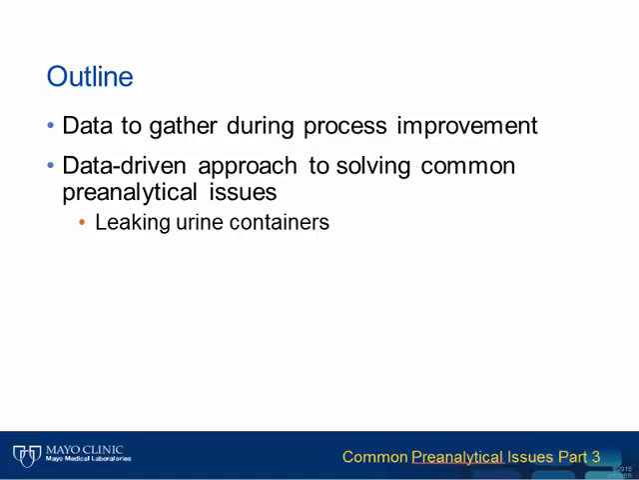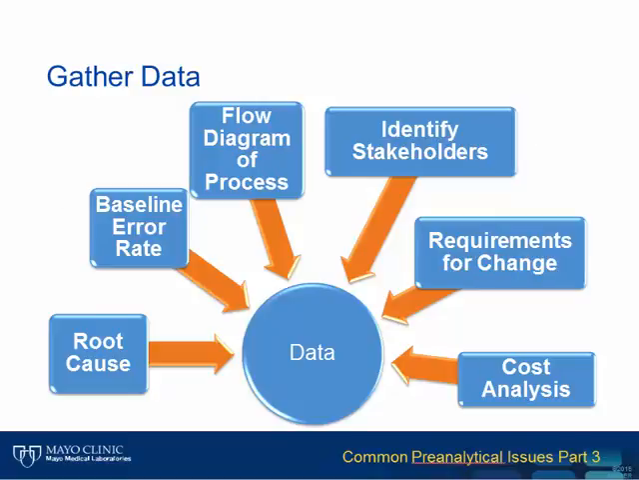During the last part of this series, we will examine a second case example where data was gathered and used to make a process improvement that many institutions face at some point or another, involving urine containers that leak during transit. This diagram is meant to show all the possible sources of data that may have value for various process improvement projects. Not every piece of data will be needed for every project.